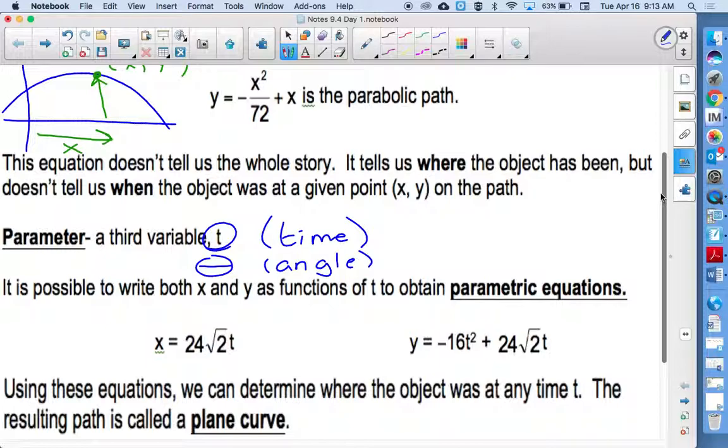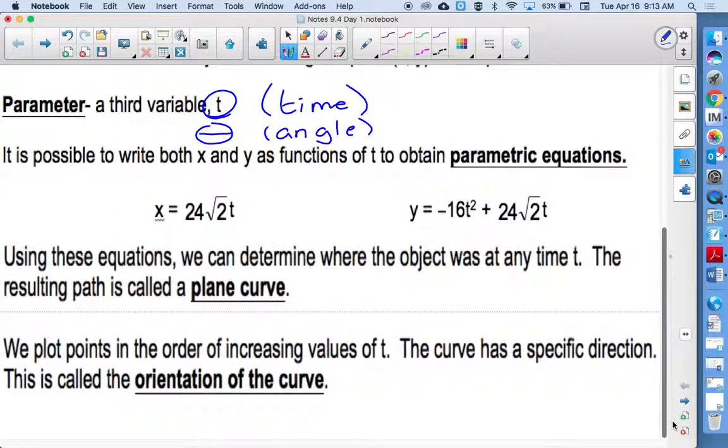So we'll talk about how to go from a y equals with an x equation to an x and y individually. So parametric equations, you'll always have one for x and one for y, so that I can create that ordered pair. So again, using these equations, we can determine where the object is at any time t. So at 2 seconds, I can know the horizontal distance and the vertical distance just by plugging numbers in for t. It says the resulting path is called a plane curve.